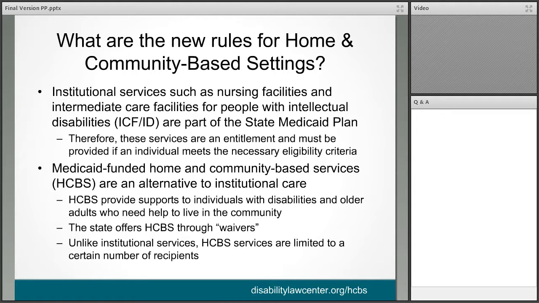Medicaid-funded home and community-based services are an alternative to institutional care, and these provide supports to individuals who need support to live in the community. And they are offered through waivers rather than through the state Medicaid plan. So that means that the state can cap the number of individuals receiving these services, which is why you hear so much about the waiver waiting lists.